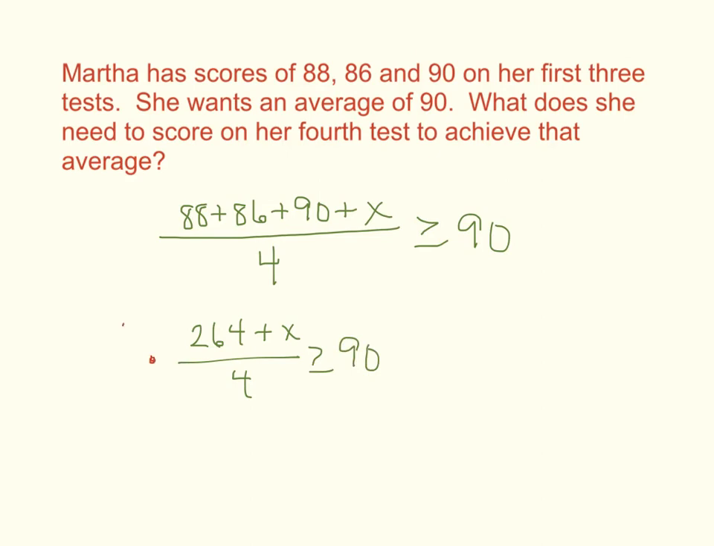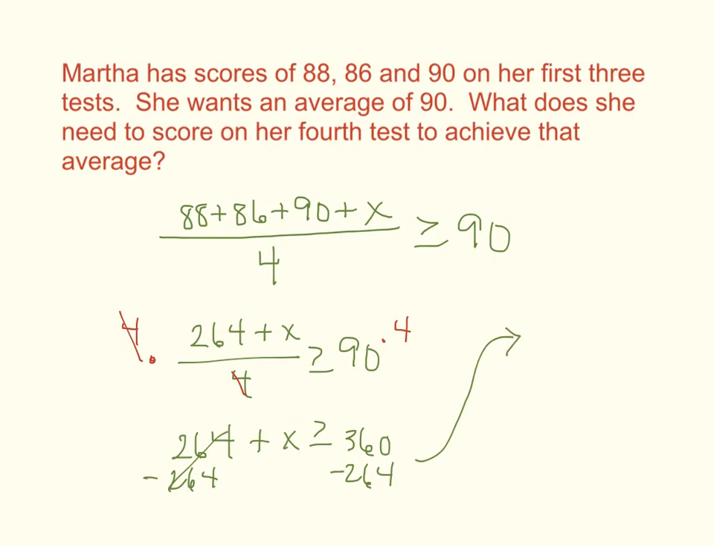So at this point I'm going to go ahead and get rid of my fraction by multiplying by that 4. Now, I'm multiplying by a positive, so I don't need to change my sign. What I end up with is 264 plus x needs to be greater than or equal to 360. From here, to get the x by itself, we're going to move over the 264. I am not multiplying or dividing by a negative, so I don't need to change anything. And what I end up with is x is greater than or equal to 96. Now what that represents is that Martha needs to score a 96 or better to get an average of 90 on her test, which was what she wanted.